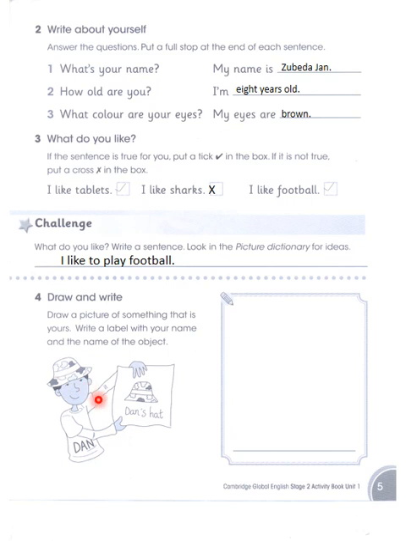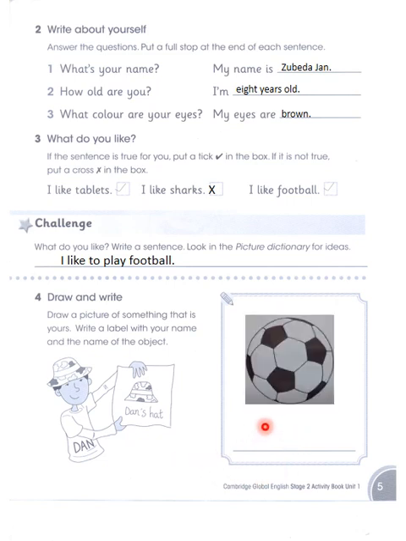This is Dan, and he has drawn his hat, and he's written Dan's hat. So you like football, so we'll draw a football for you, and then you'll write the name underneath, right? So, for example, you do this. This is a football, and you write your name like this, Rahman's football, okay? So now what we have done is that we have drawn a football.